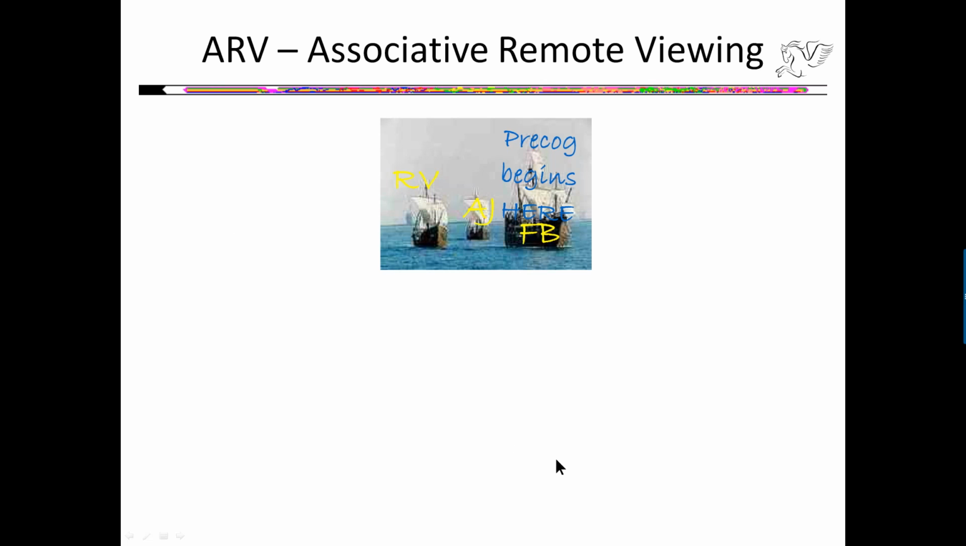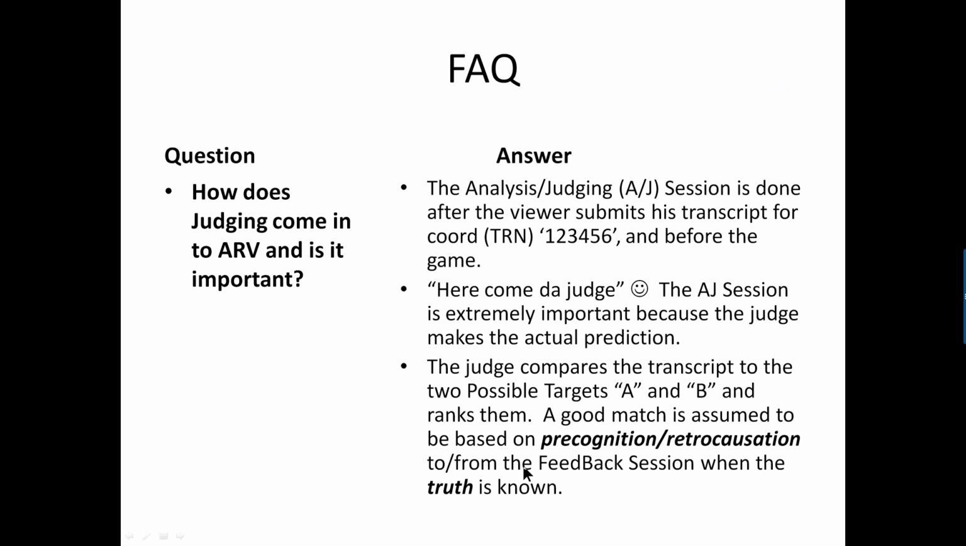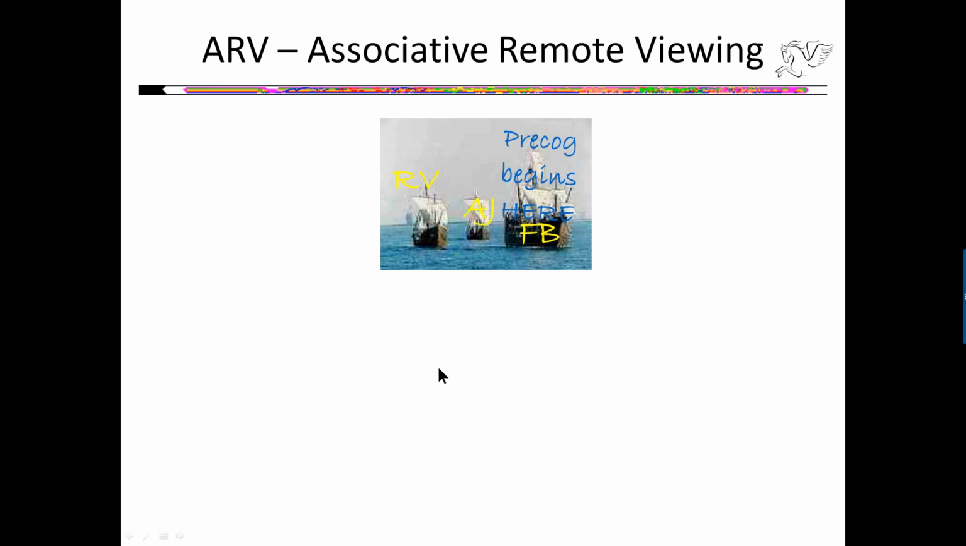Okay, so I'm going to do a review now, and then hopefully we'll go into questions, comments, and see if this did make things a bit clearer. So associative remote viewing has these three parts: the remote viewing part, the analysis judging, and the feedback.